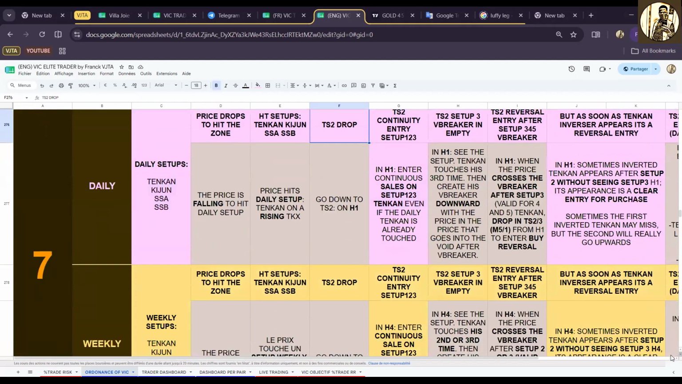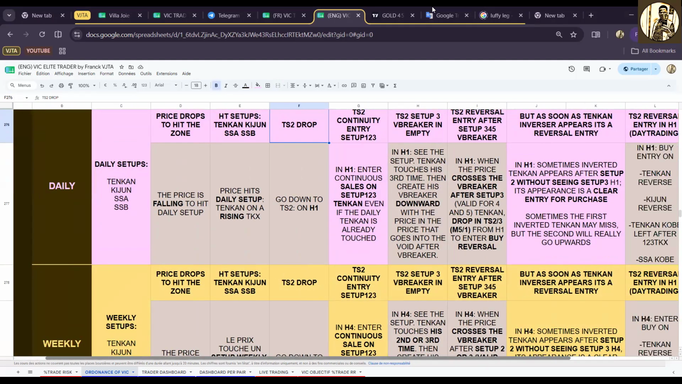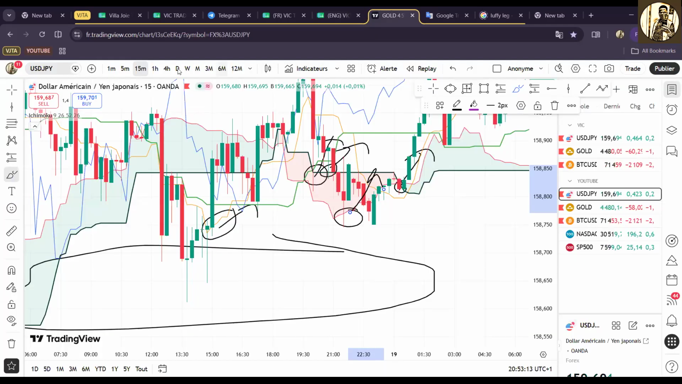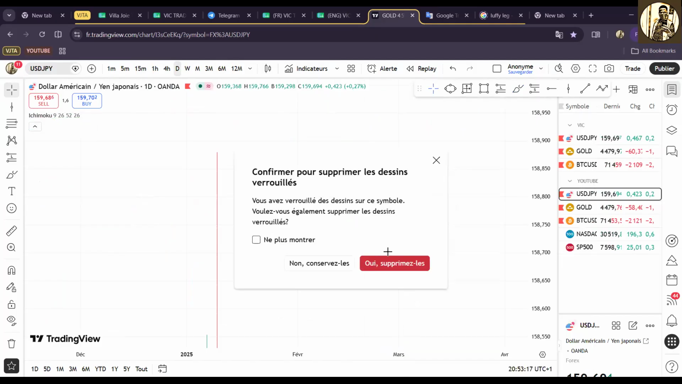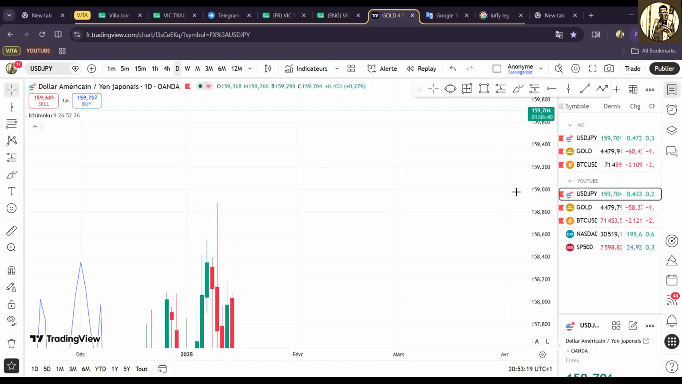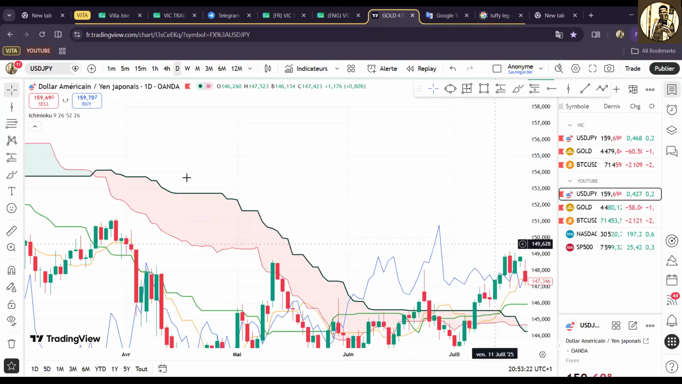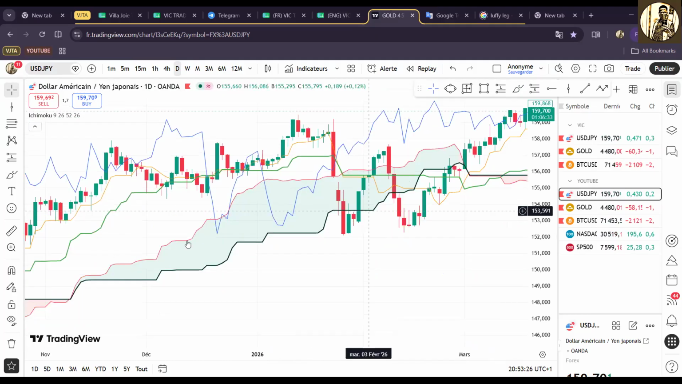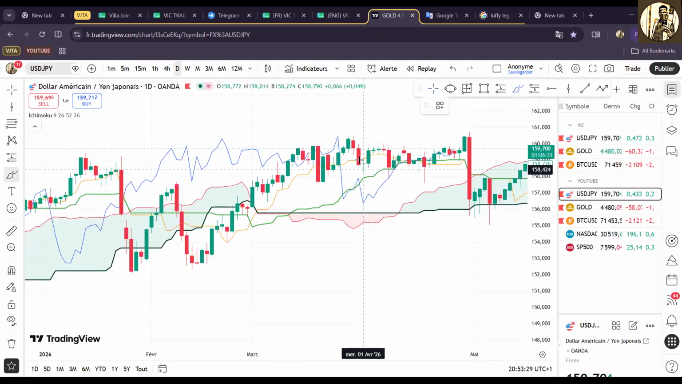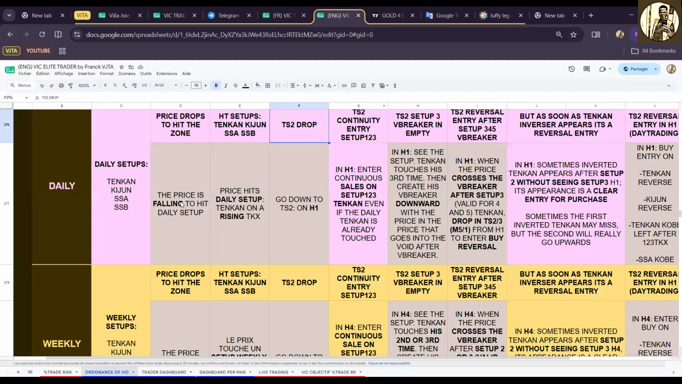Okay, now let us do another example on daily. It will be the same thing, but let's now take a daily setup. Let's, for example, take this daily setup, this one, right? This daily setup. The price is falling to touch a daily setup, right?